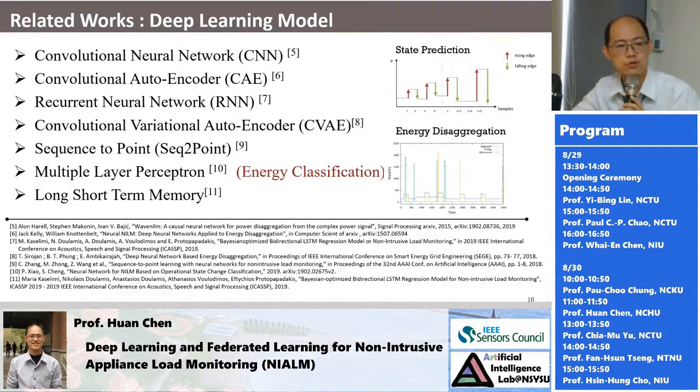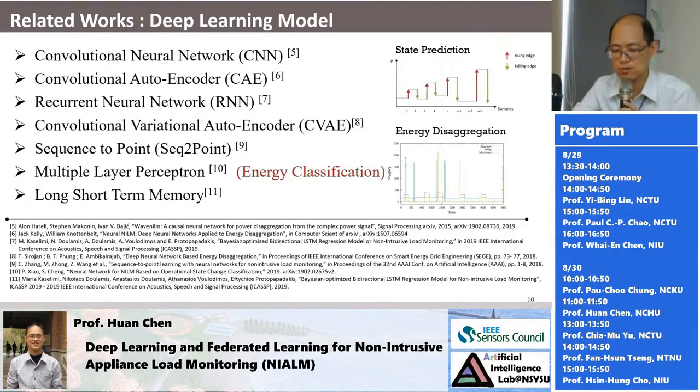Then we have the recurrent neural network. Recurrent neural network is good at processing time series data. Then we have the conditional variational autoencoder. You see that deep learning has a lot of variants. So its development is very rapid growth. Then we have the sequence to point algorithm.